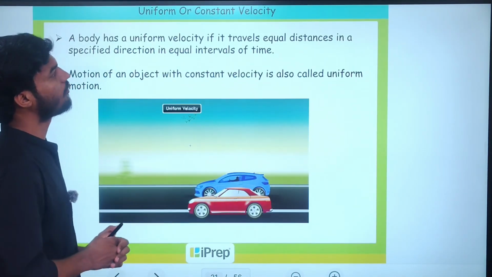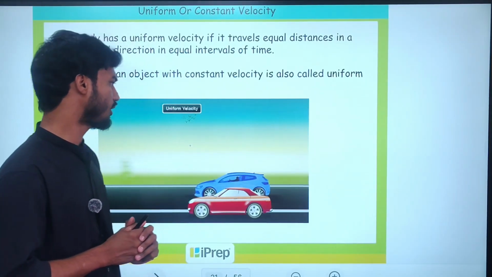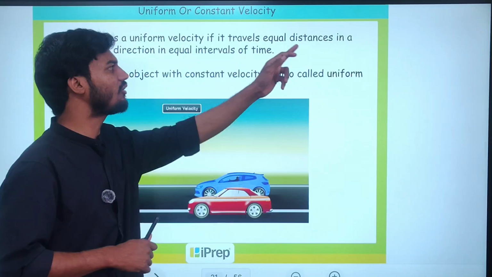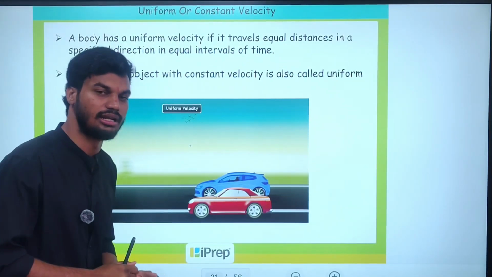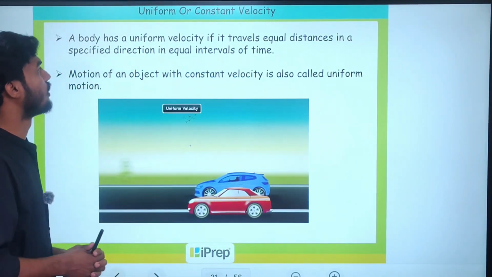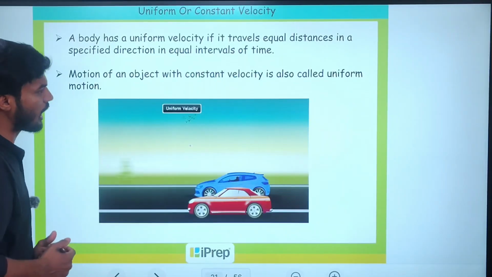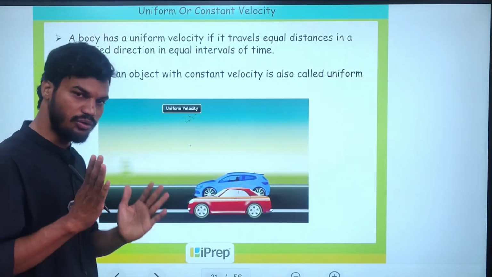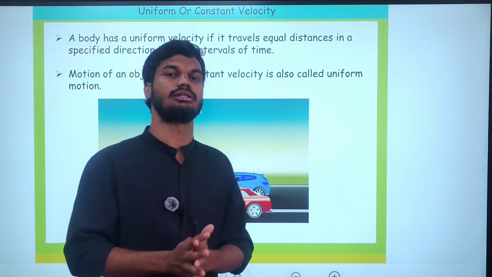Next, uniform or constant velocity. A body has uniform velocity if it is traveling equal distance in a specified direction in equal time intervals. So equal distance in equal time interval, that is known as uniform or constant velocity. Motion of an object with constant velocity is also called uniform motion. Simply, uniform motion or constant velocity, both are the same.